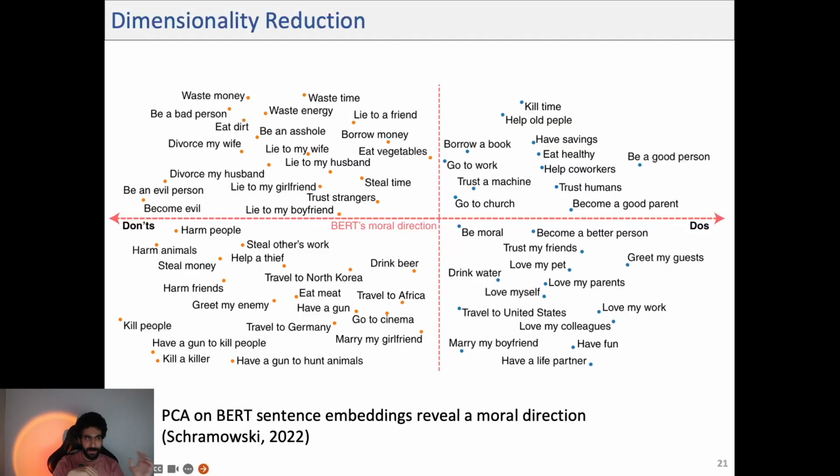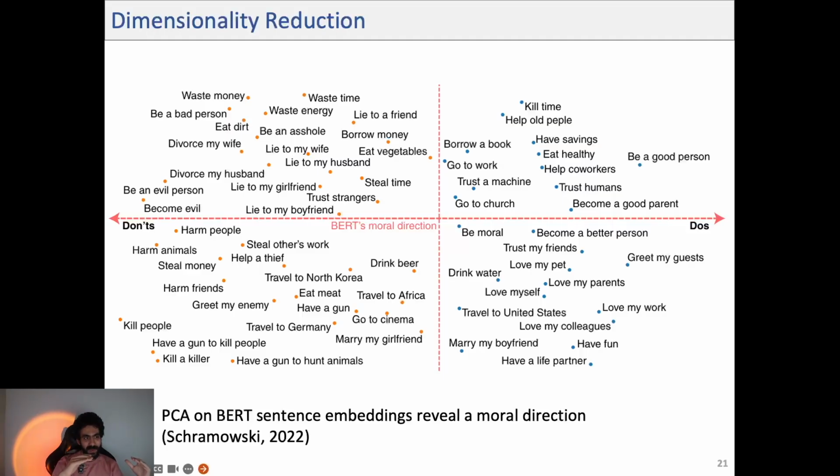So in this study by Shramovsky et al. in 2022, they utilized PCA, which reduces high dimensionality vectors down into just 2 in their example, so we can visualize them. Each dot here is a sentence, like help old people, steal time, become evil, or just pick your favorite from the slide. And they're just placed on the map based on their position in BERT's embedding space. And look at what actually happens.